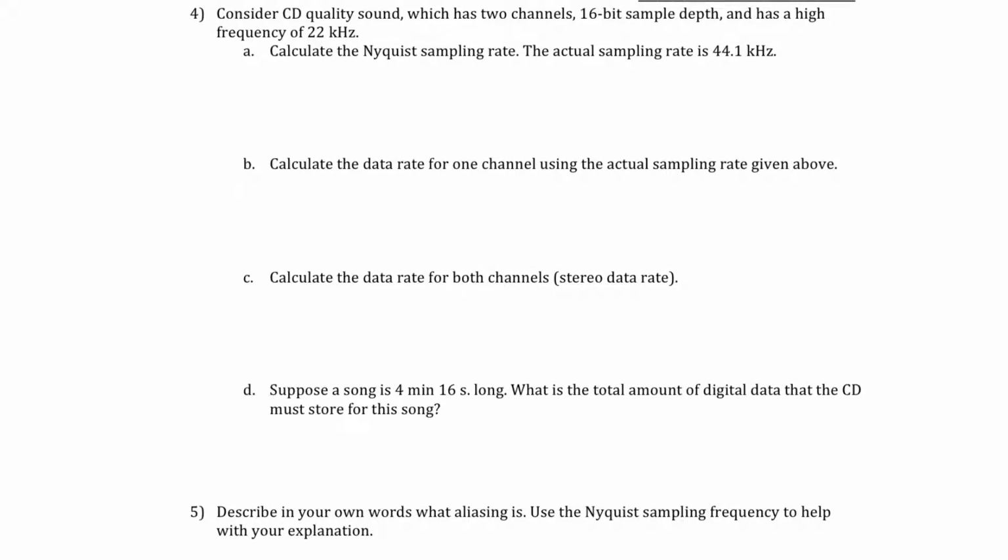Okay, I'm going to do an example problem here of analog to digital conversion where I'm looking at CD quality sound, 2 channels for stereo, and the standard for creating CDs is 16 bits of sampling depth and an actual sampling rate of 44.1 kilohertz. For the very first part of this problem, I'm going to assume a high frequency of 22 kilohertz, and we're going to start off calculating the Nyquist sampling rate.